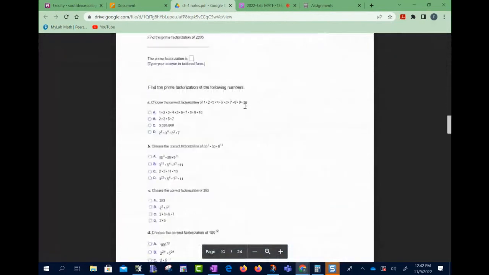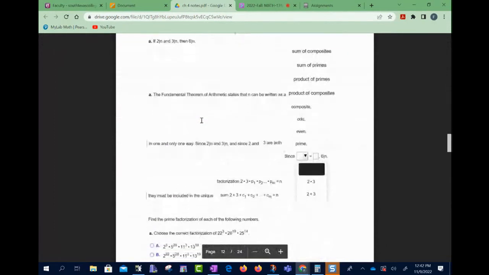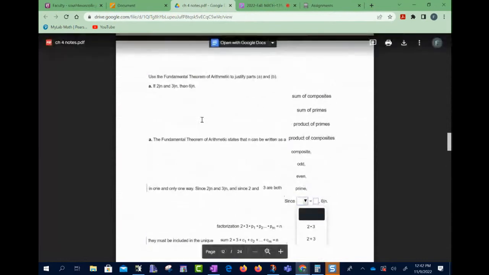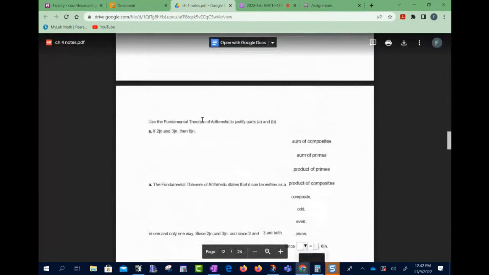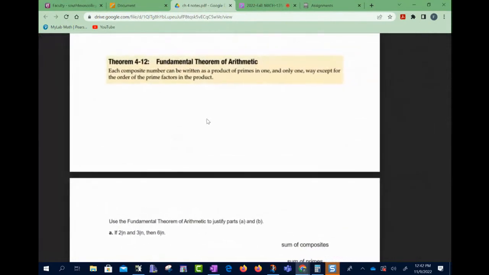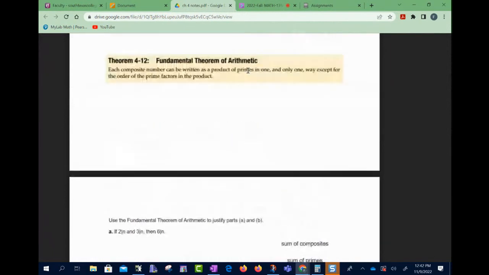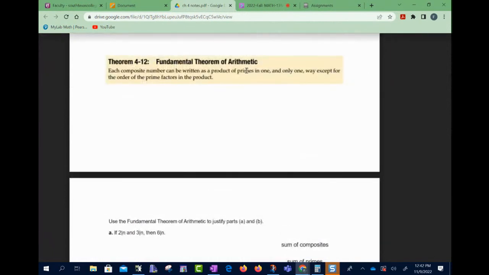Let me see. And it'll be here, y'all. It's not going to be too far. Here we go. Fundamental theorem of arithmetic. Okay, that's part of it. Let's see. Yes, okay. It says each composite number can be written as a product of primes in one and only one way, except for the order of the prime factors in the product.